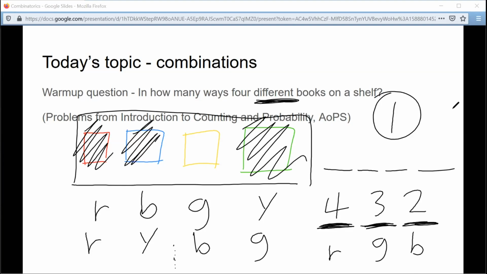And then finally, when you've determined the positions of all the other 3 books, there's only one book left, and that book has to go in the last position, which is the yellow one in our case. So therefore, 4 times 3 times 2 times 1 is equal to 24. So did everyone understand that? Okay, great.